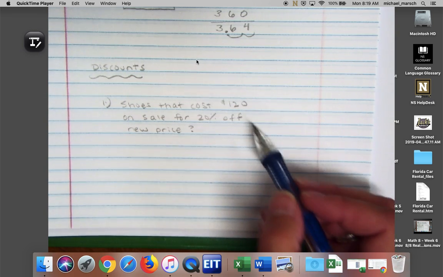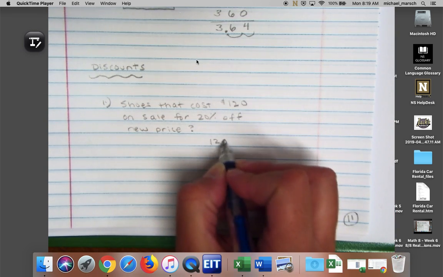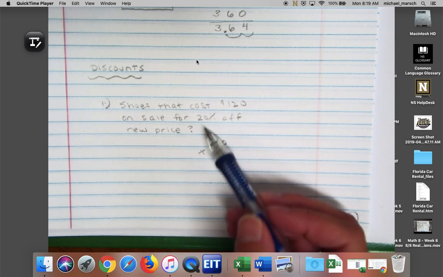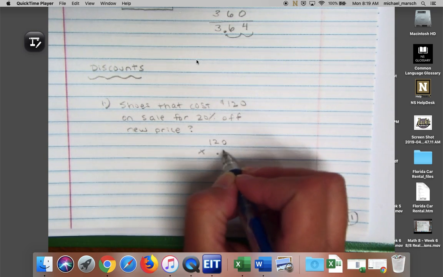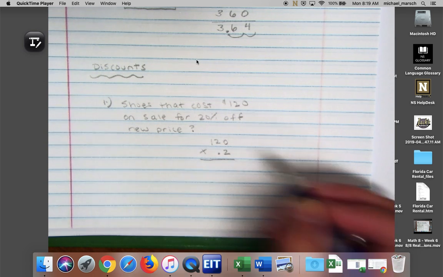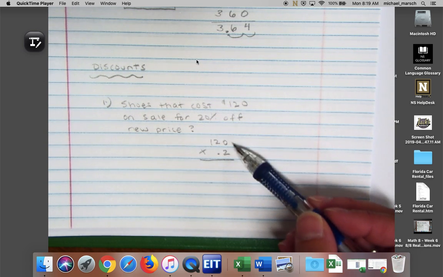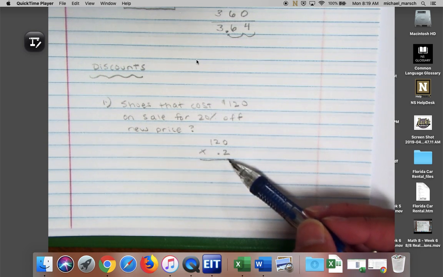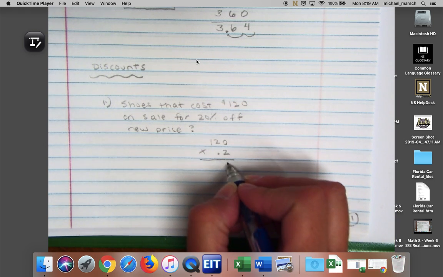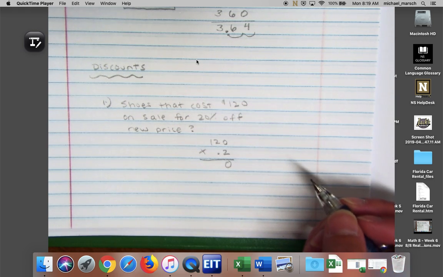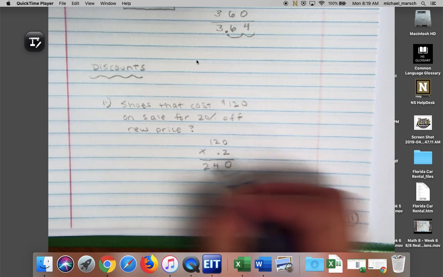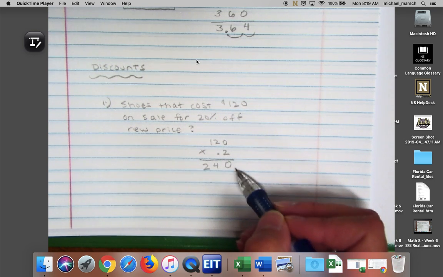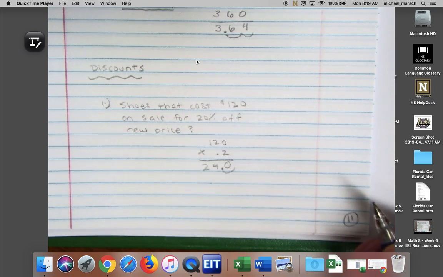All right, so I'm going to do $120 times, and then what is my decimal equivalent of 20%, right? So I'm just going to say 0.2. It is 0.20, but either way, if you put the 0.20 or just the 0.2, you're going to get the same answer. So I'm going to work this out. 0 times 2 is 0. 2 times 2 is 4. 2 times 1 is 2. I've got one digit behind the decimal, so I just need one digit behind the decimal here.